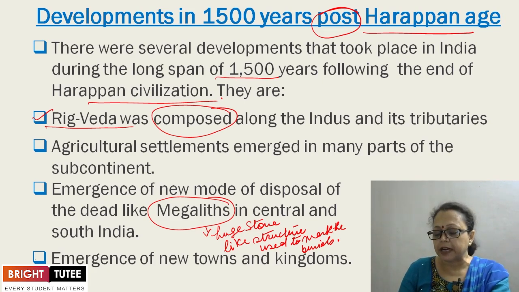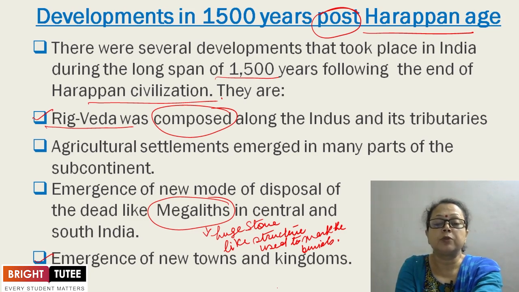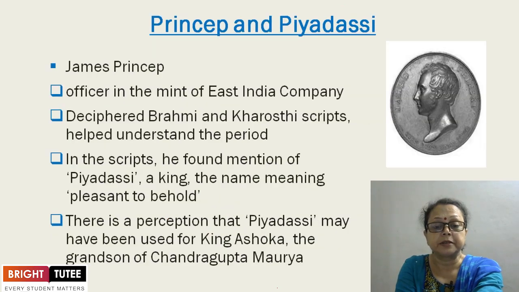Then it comes to the emergence of new towns and kingdoms. 16 Mahajanapadas, just now we have discussed that. We are coming to discuss again the concept of the new towns and kingdoms. About town planning, about urbanization, about the rural and the urban concept we already discussed in the Harappan civilization. But here new terminologies have started being used, a new concept has developed in the society, the emergence of towns and kingdoms.